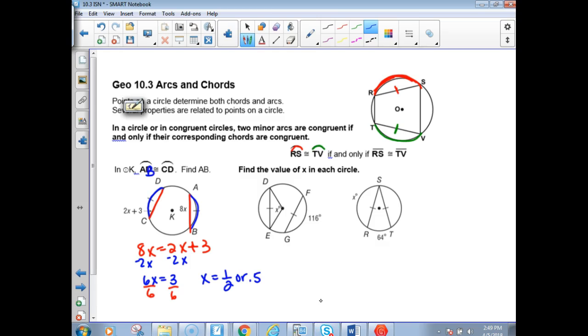And then it says to find AB. So I've got x is 1/2 and it says find AB. So AB would equal 8 times 0.5, which is 4.